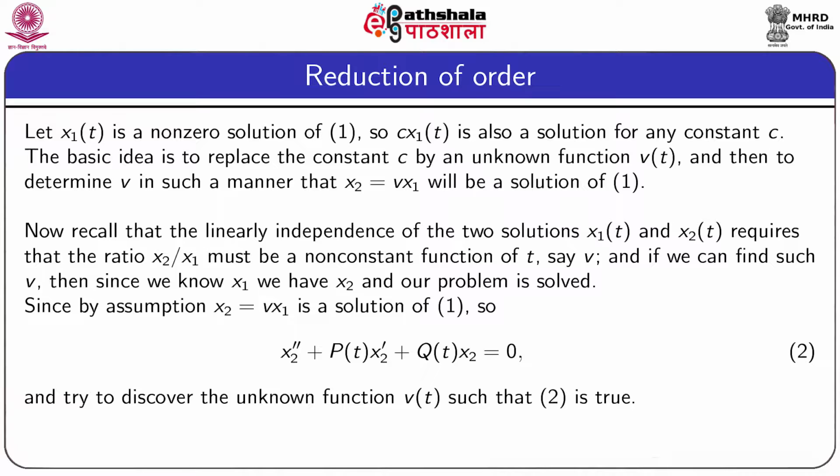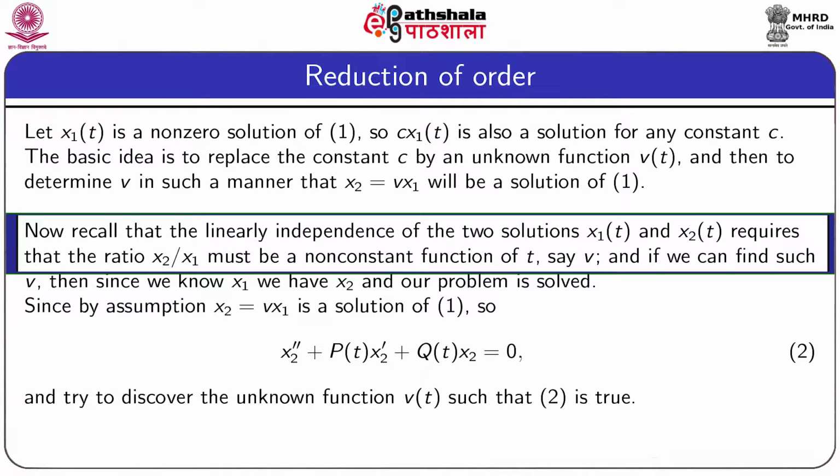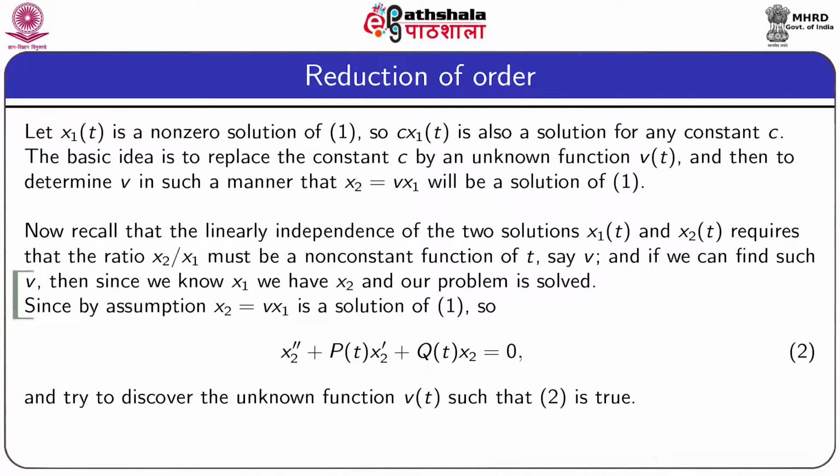Let x1(t) be a non-zero solution of (1), so that c x1(t) is also a solution of (1) for any constant c. The basic idea is to replace this constant c by an unknown function v(t) and then to determine v in such a manner that x2(t) = v x1(t) is a solution of (1). Now, please recall that the linear independence of two solutions x1(t) and x2(t) requires that the ratio x2/x1 must be a non-constant function of t, say v in this case. And if we can find such v, then since we know x1, we have x2 and we have solved our problem.